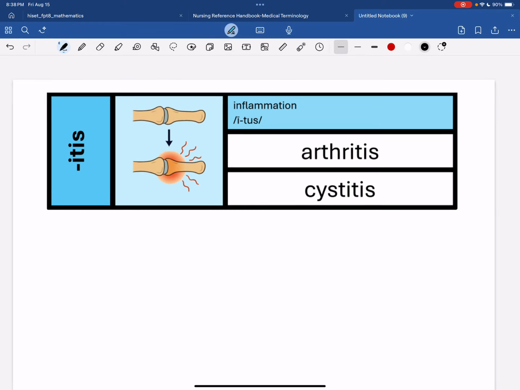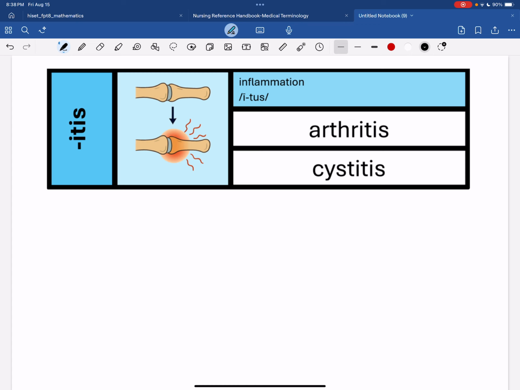I think you cannot be in the medical profession without knowing about itis. And this one is pronounced with a long I-tus, itis. And itis means inflammation. So the first word we're dealing with is arthritis, which you probably have heard of.